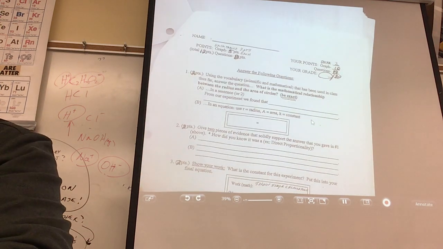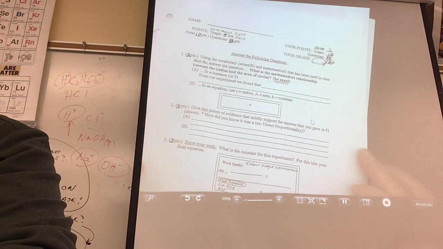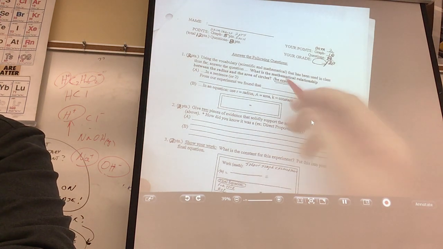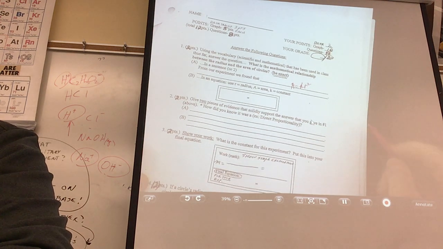All right, let's go here. Using the vocabulary, scientific and mathematical, that has been used in class thus far, answer the question: what is the mathematical relationship between radius and area of the square? Now, we know that this is the equation, but how do you say that? How do you say this equation?